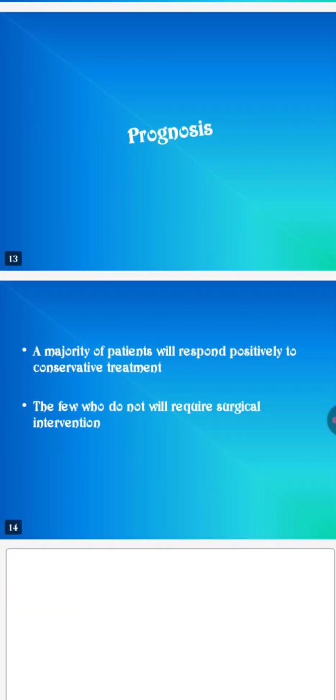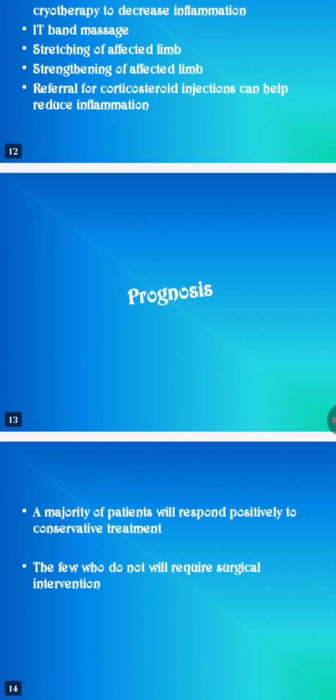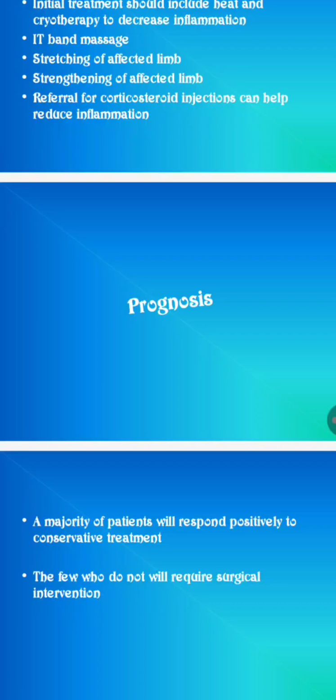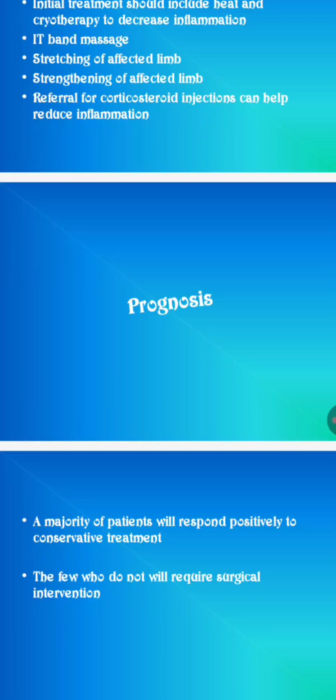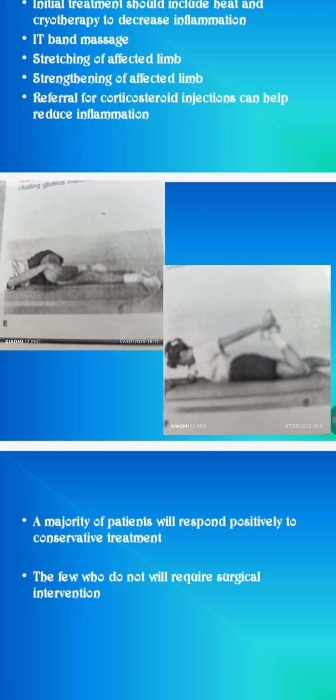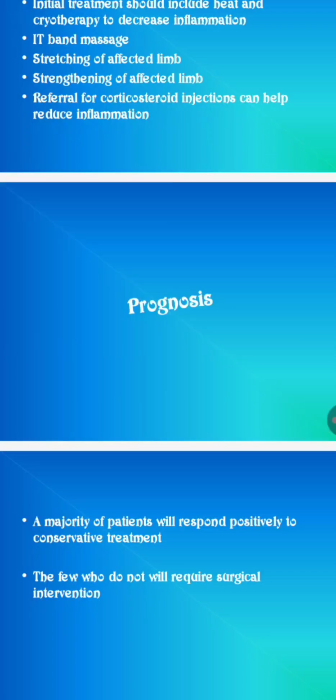The majority of patients will respond positively to conservative treatment. The few who do not will require surgical intervention. In surgical intervention, they will do a steroid injection into the bursa. It will help the patient if the condition is much worse. So this is all about friction syndrome in runners.